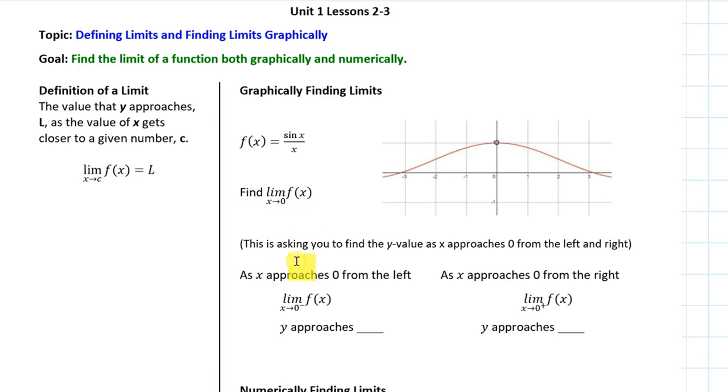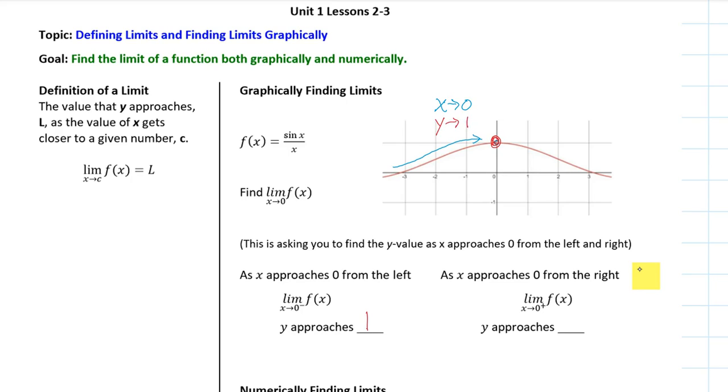Okay, so this is asking you to find the y value as x approaches 0 from the left and from the right. We're going to start off by looking at what happens as x approaches from the left. As I walk along this graph from the left over towards 0, as x approaches 0, you can see that as I get closer and closer to 0, I'm looking for the y value right here at the top. So I would say that y approaches the value of 1.